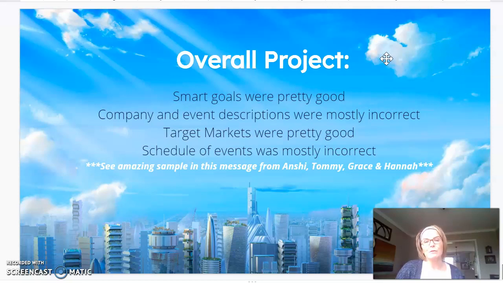One of the second things we want to take a look at that was not so amazing was our company and event descriptions. They were mostly incorrect on nearly all projects. We only had about 2 or 3 groups that actually did that correctly. What you would have told us is what Neverland Virtual Reality actually is and what their high school night promotion is all about. A lot of you gave us kind of like an executive summary of everything that was happening, and that's not really the point of what we had going on there.